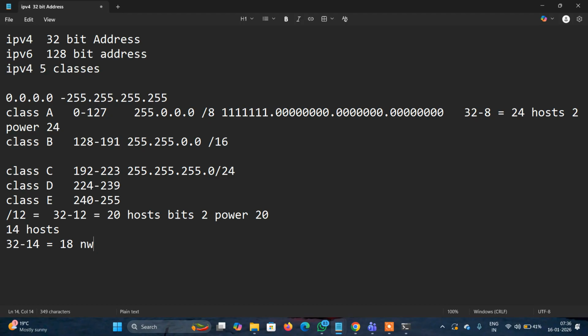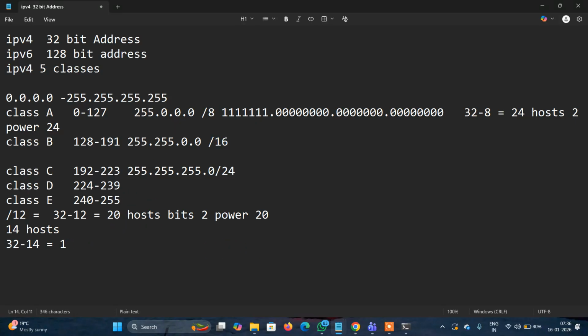What is the slash value known as? The CIDR value. CIDR stands for Classless Inter-Domain Routing. It is a number that notifies how many network bits there are. If you write slash 16, there are 16 network bits. If slash 24, there are 24 network bits. If slash 8, there are 8 network bits. If slash 12, there are 12 network bits.